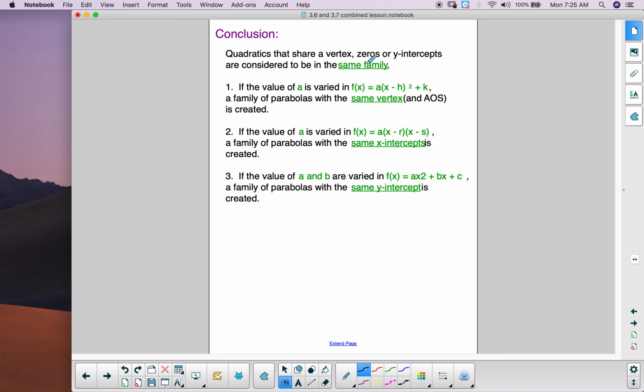So quadratics belong to the same family if they have the same vertex like we saw in the first example, or if they have the same x-intercepts as we saw in the second example, or if they have the same y-intercept as we saw in the third example. And you can tell at a glance by just looking at their vertex. If they're not given in vertex form, you can convert them to vertex form and see that. If they're in factored form, you can see that they have the same x-intercepts. And if they are in the standard form, you can see that they have the same y-intercept.